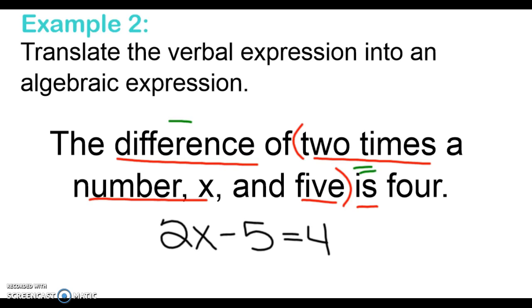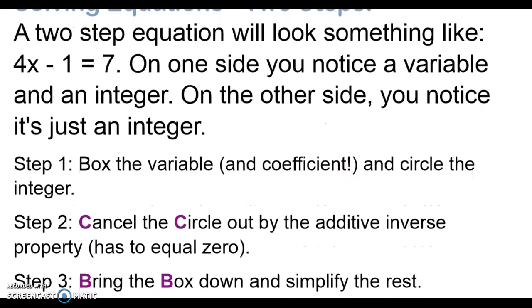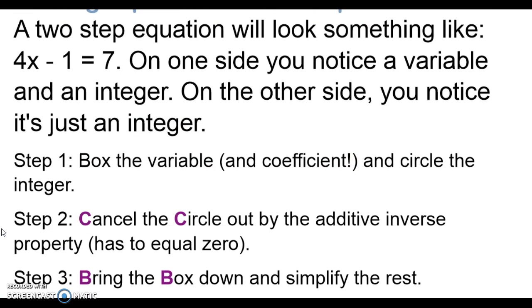Let's go ahead and start taking a look at our objectives today. All right, this is a lot of writing, a lot of reading, bear with me. A two-step equation will look something like 4x minus 1 equals 7. On one side you notice a variable and an integer, and on the other side you notice it's just an integer. I have some steps here.